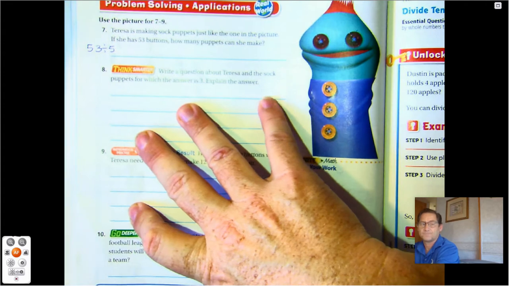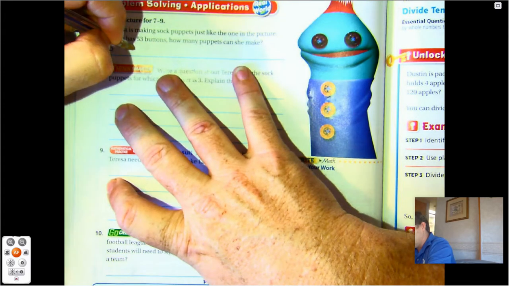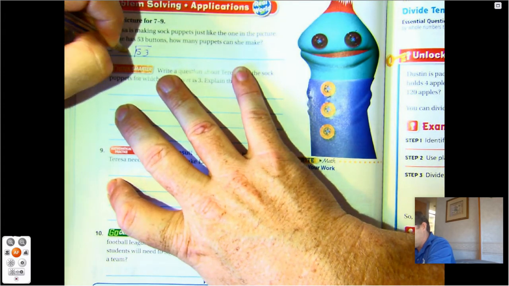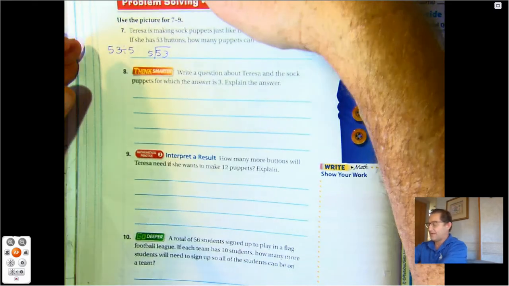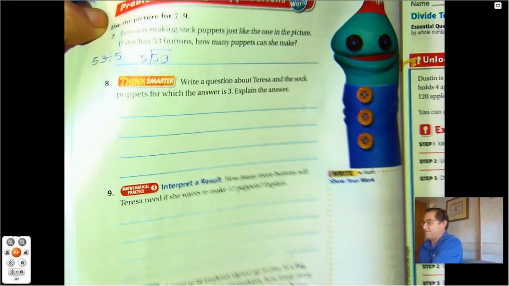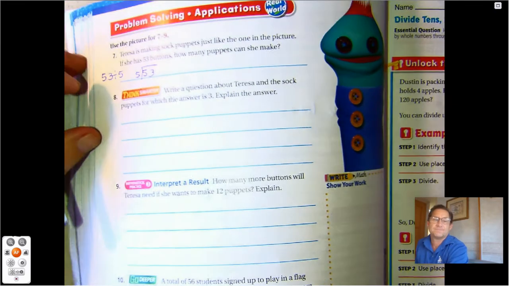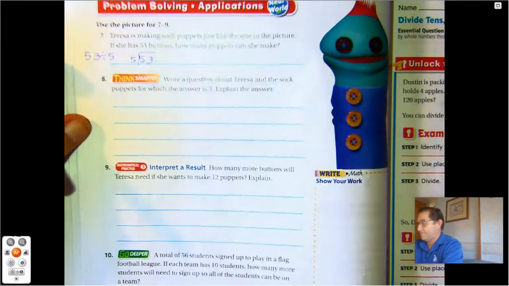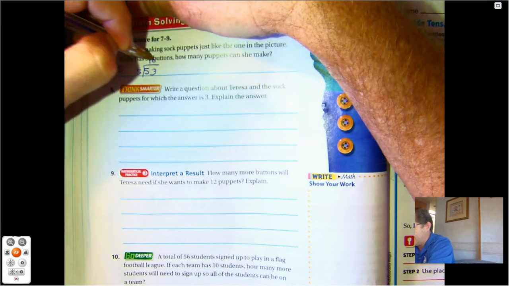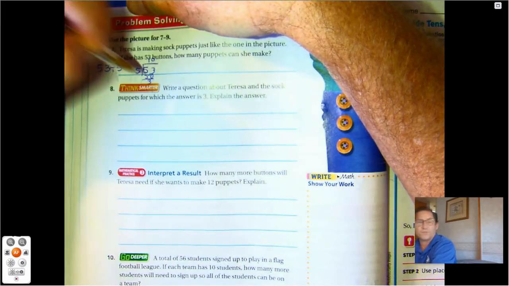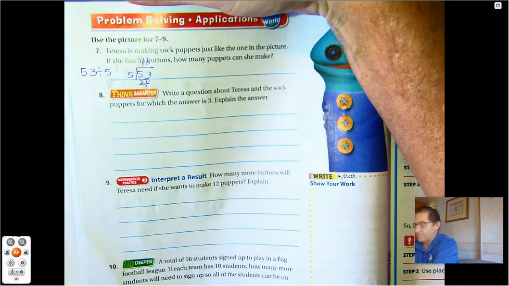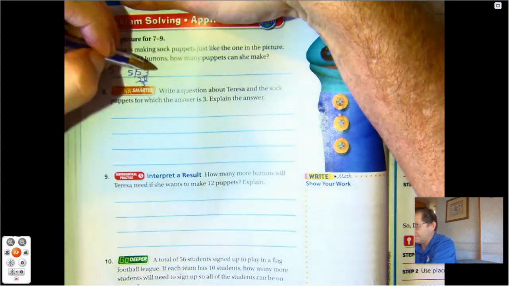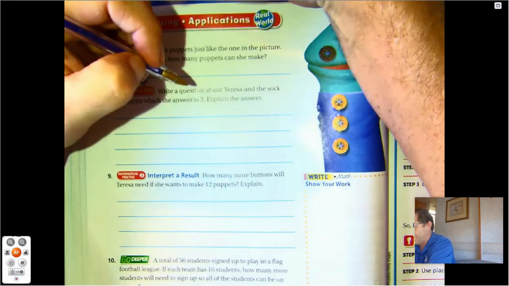And so we can rewrite this as 53 divided by 5 like this. And 5 times what is 50? 10, right? 5 times 10 is 50 with 3 left over. So can she make a puppet out of these last 3 buttons? No. So she can make 10 sock puppets.